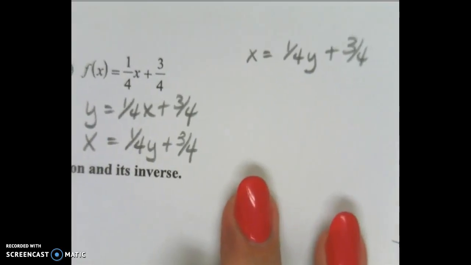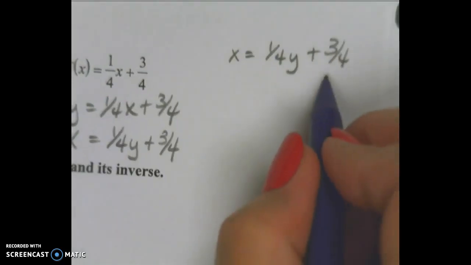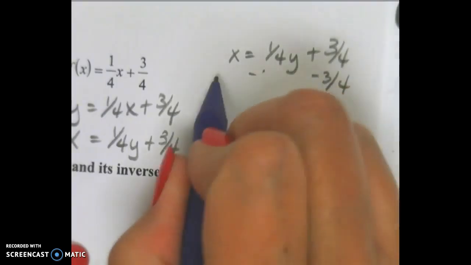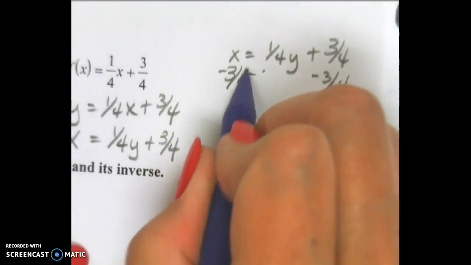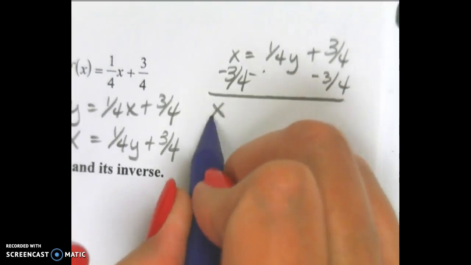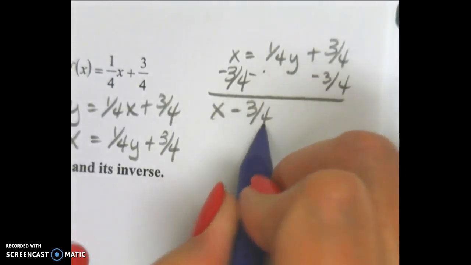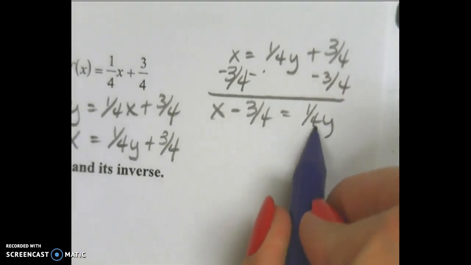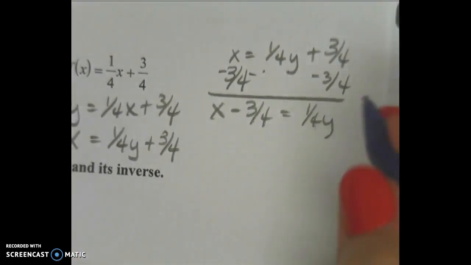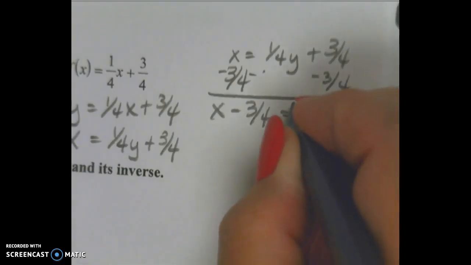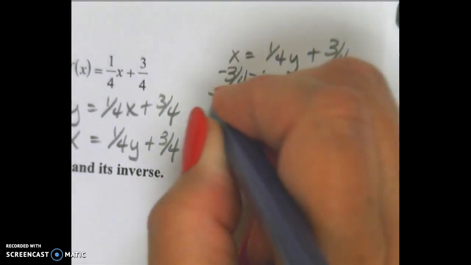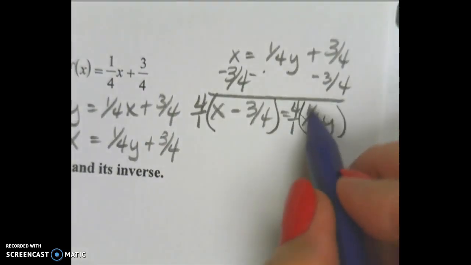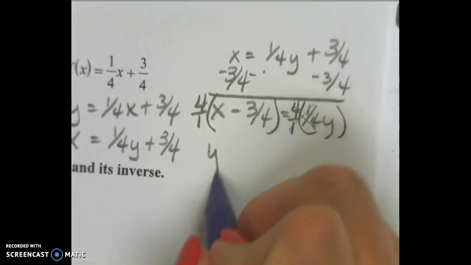So my first step is going to be to subtract this 3/4. So I have x minus 3/4 equals 1/4 y. To get rid of 1/4, I multiply by the reciprocal, which means I flip it over. And so I'm going to multiply by 4 over 1. I'm going to multiply everything over here by that. My 4's cancel, 1's cancel, so I get y equals.